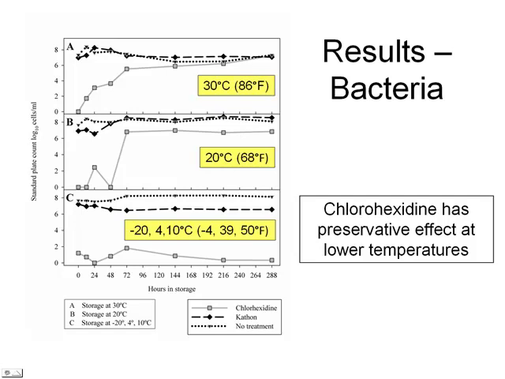So here, these temperatures are broken down statistically by non-statistical differences. So here we have minus 20 degrees and 10 degrees Celsius all basically had the same results that were not statistically different. And we can see that the chlorhexidine did have a pretty good inhibitory effect of bacterial proliferation. So that, when we look at the rest of these assays, that gave us something to compare it to.